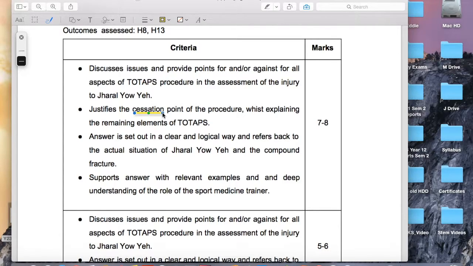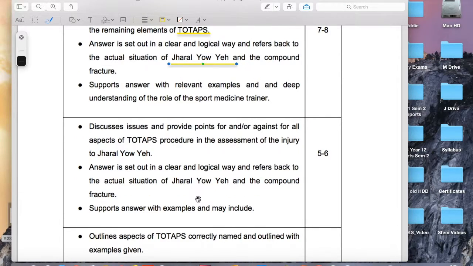We wanted you in this response, and we made it clear to you, that you needed to go through each of the stages or parts of the toe taps procedure. You need to be set out in a clear and logical way, and discuss the Jarrell Yayi injury. So you're looking back to the stimulus examples and showing a deeper understanding of the role of the sports medicine trainer. If you didn't get into that 7 or 8, you still were required to discuss the elements of the toe taps.